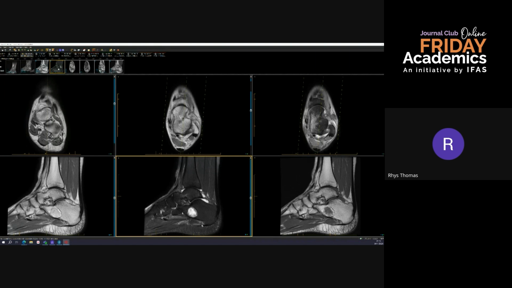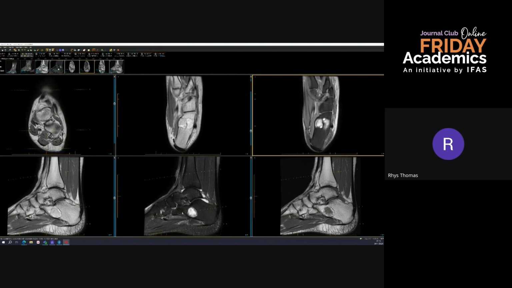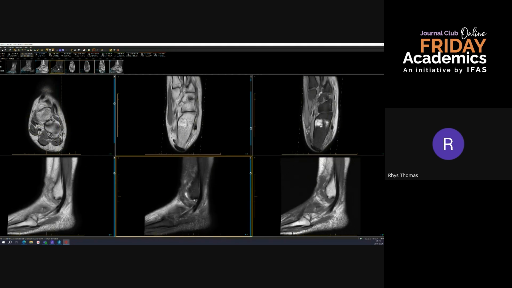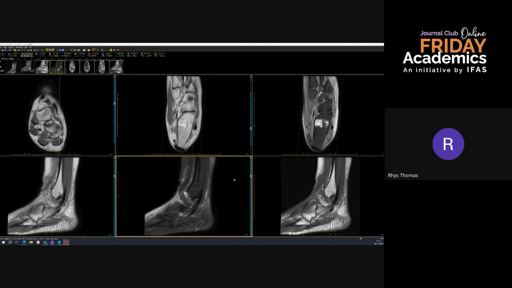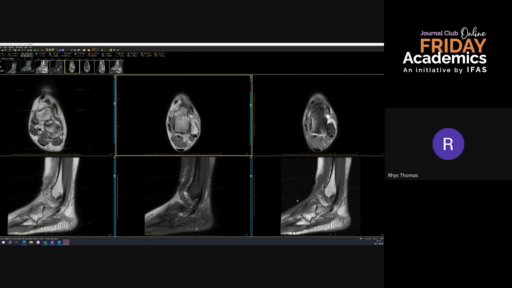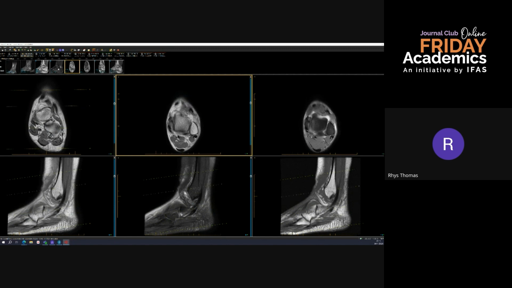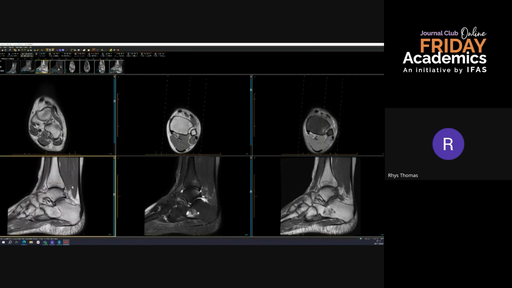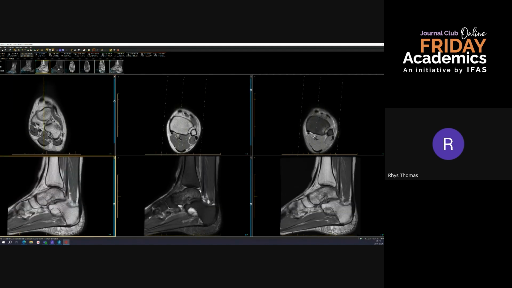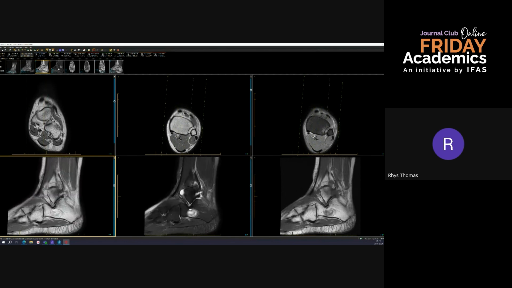We've got ATFL, CFL, and deltoid injuries, along with peroneal tendon tenosynovitis, likely secondary to trauma, which we can appreciate in all planes, a bit of edema along the peroneal tendons. Also, just to note, the bone lesion was unexpected, but this patient's also got an accessory soleus muscle going all the way down into the calcaneus. So always have to be prepared for unexpected findings, such as altered anatomy or bone lesions.